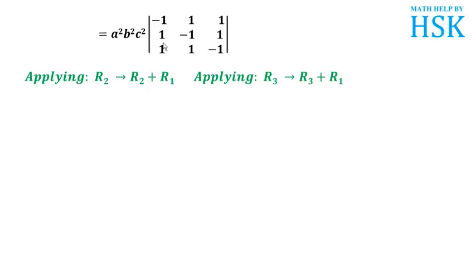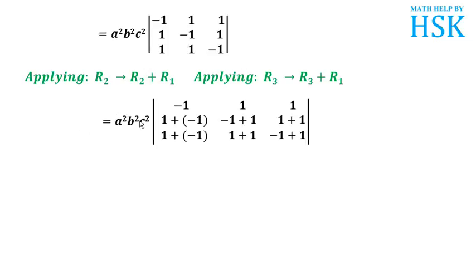This property is applied because if I add the elements of the first row to the elements of the second row, I'm going to get 1 minus 1, 0 here. Similarly, if I add the elements of the first row to the elements of the third row, I get 1 minus 1 again equal to 0. So I get 2 zeros in the first column. Whenever we have to make the expansion of the determinant easier, we make the maximum number of zeros in that determinant, and if a column has 2 zeros, then solving the determinant is very easy.